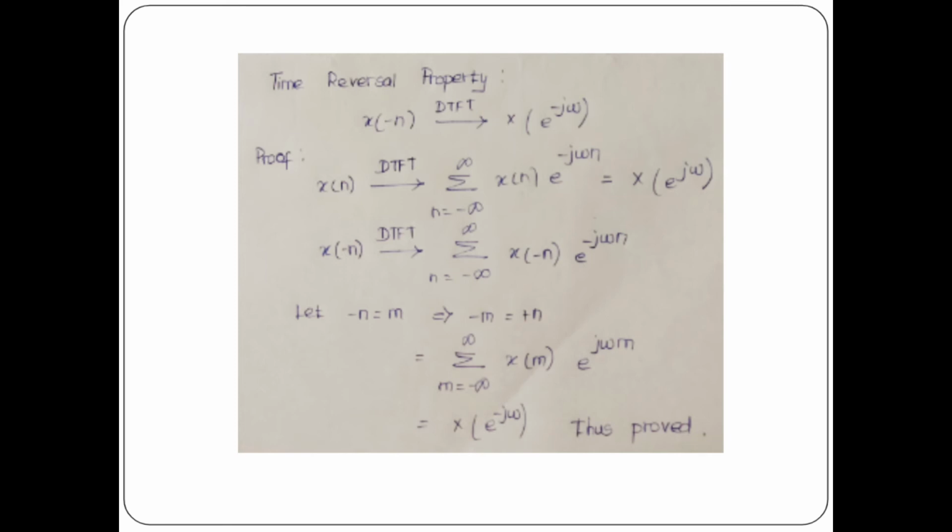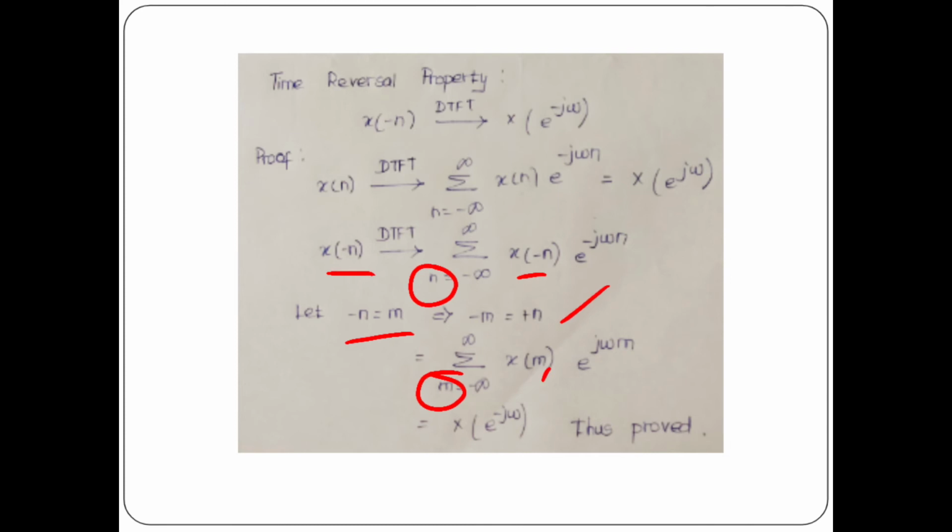Time reversal property: x of minus n on taking DTFT will give you X of e power minus j omega. So for x of n, you write the formula, summation n equal to minus infinity to infinity x of n e power minus j omega n. So what about x of minus n? So substitute x of minus n here. Let us replace minus n is equal to m. What about minus m? That is equal to n. So in the place of n, the limit we have to change it as m.